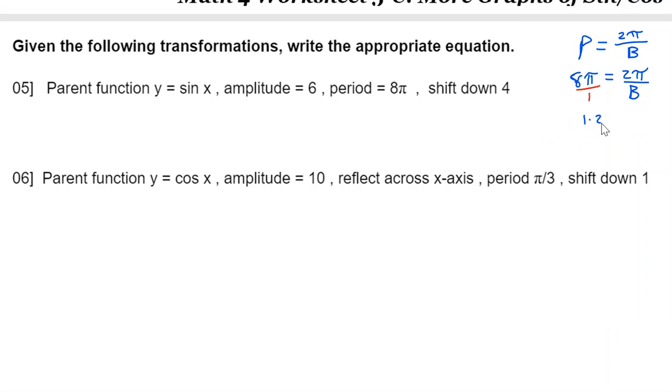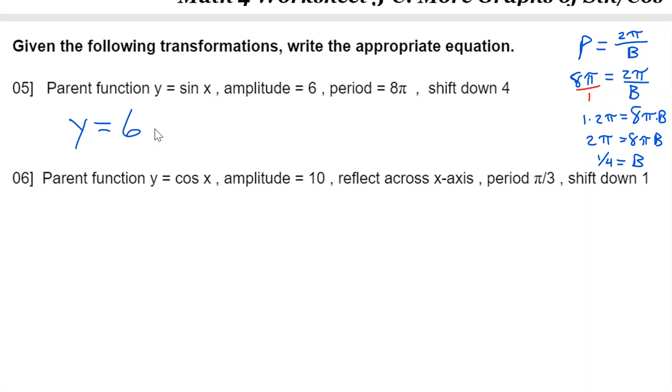All right, 1 × 2π equals 8π/b, which means that we're going to get 2π equals 8π/b. Now, when you think about it, the 8π would have to go down by 1/4. So b is going to have to be 1/4. 1/4 × 8π would give you 2π. So we're ready to write our function now.